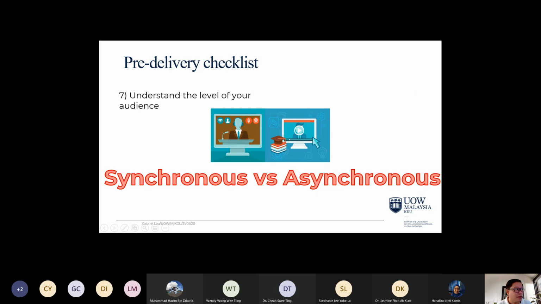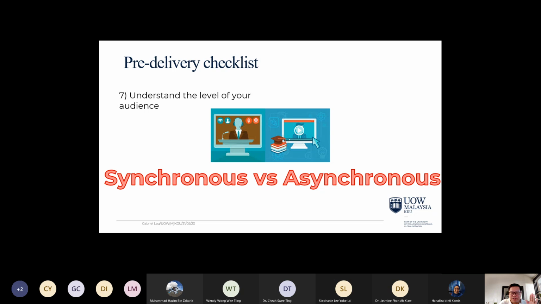Then number seven, understand the level of your audience. When you do the pre-delivery checklist, with all the things you set, you need to understand the level of your audience. Different levels of audience require different methods of delivery, synchronous versus asynchronous. Basic theories and concepts are like this.